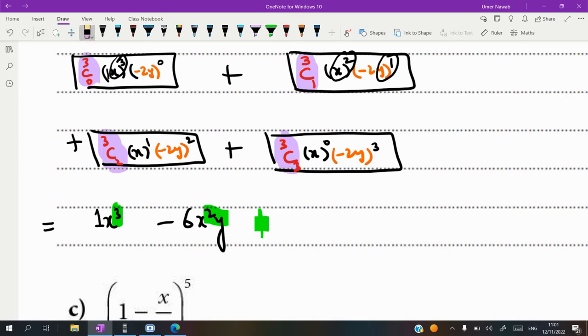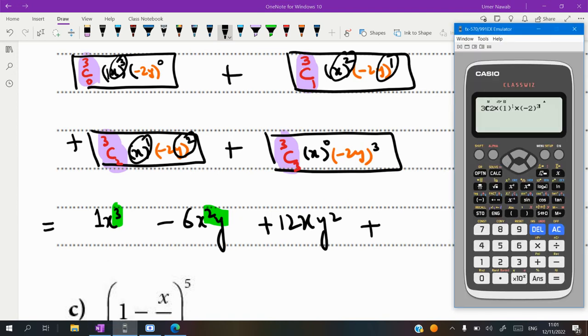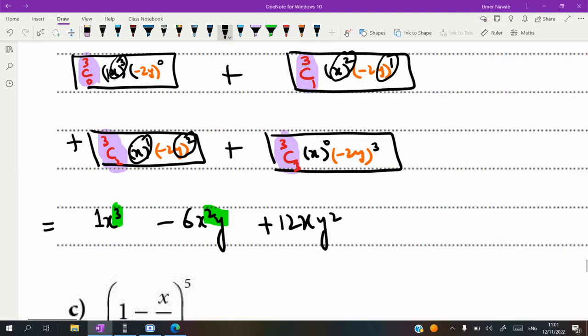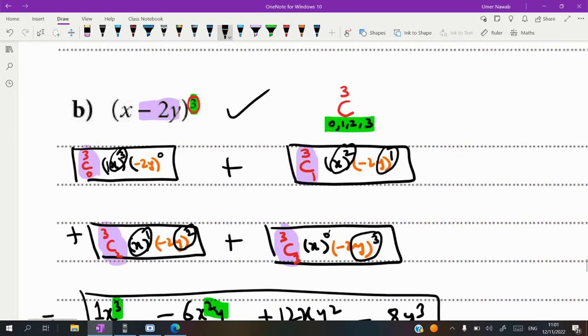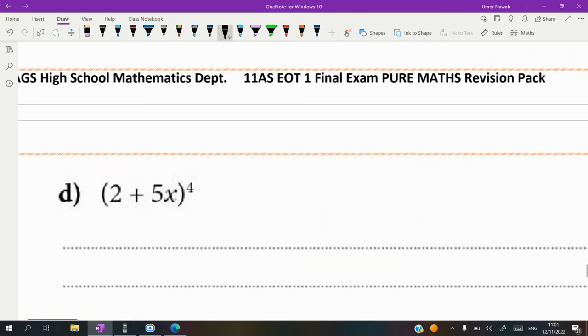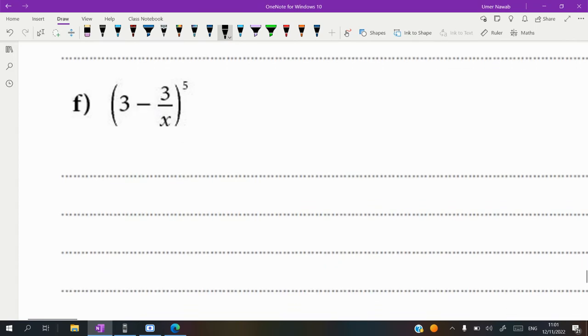It gives me 12, so 12x, and this is y squared. Last, 2 goes to 3, 1 goes to 0, and for 3, we got minus 8. So this is minus 8. Any x to the power 0 is 1, no need to write it, y to the power 3. So guys, this is the binomial expansion of this term. Now we can solve all these binomial expansions in the same way.